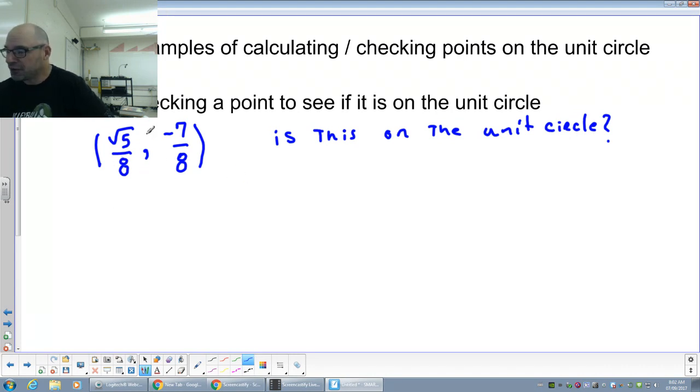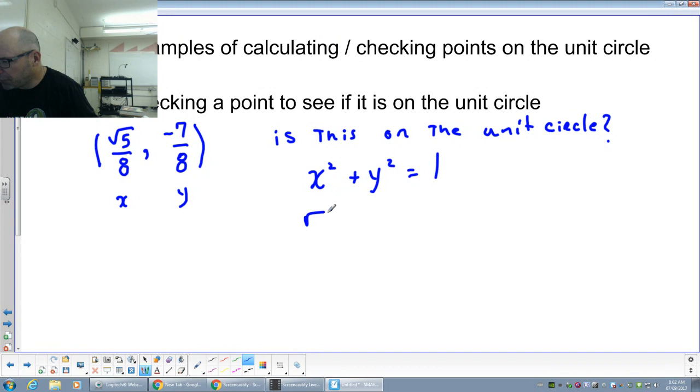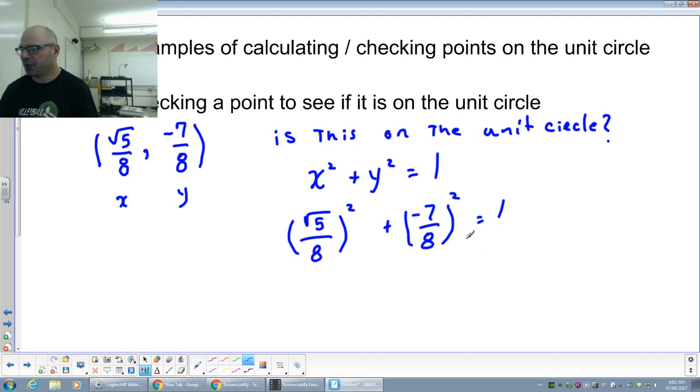All we do here is we check this in the equation. This is the x point, and this is the y point. So we just check it in x squared plus y squared equals 1. That's what we have to do. So we go root 5 over 8 squared plus negative 7 over 8 squared equals 1.